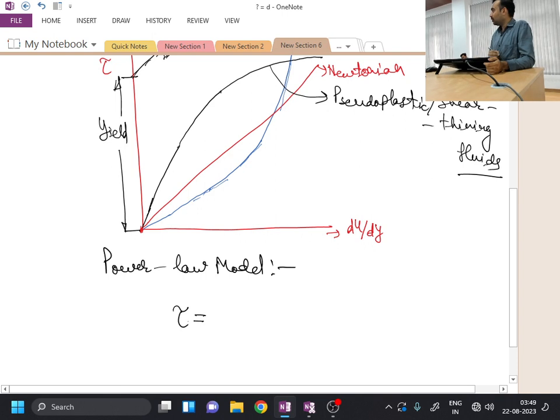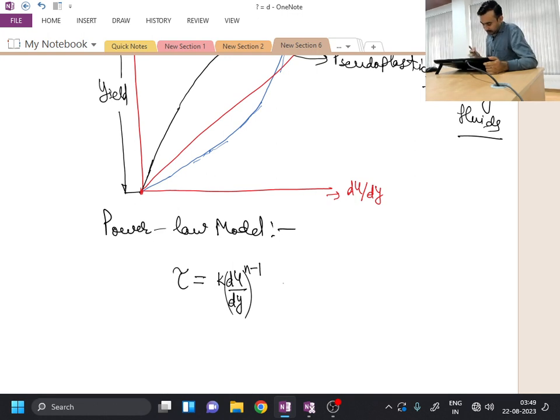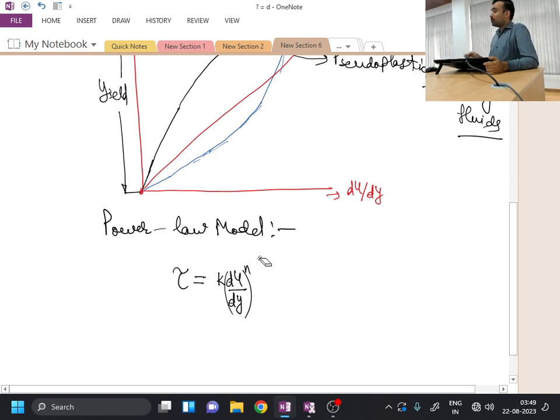Okay, so in the power law model, we represent the shear stress as equal to K times du by dy to the power n minus 1. Okay, so in the power law model I have written tau equal to K times (du by dy) to the power n. Now if I want to write it in the form of the previous relation, which is identical to that of a Newtonian fluid, I can write tau equal to K times (du by dy) to the power n minus 1, into du by dy.